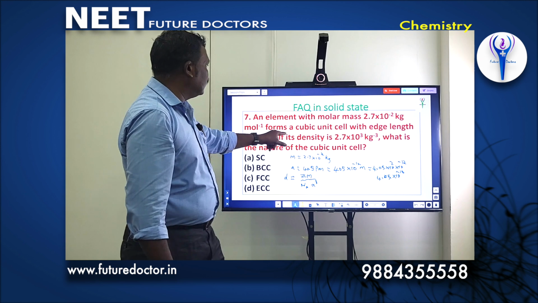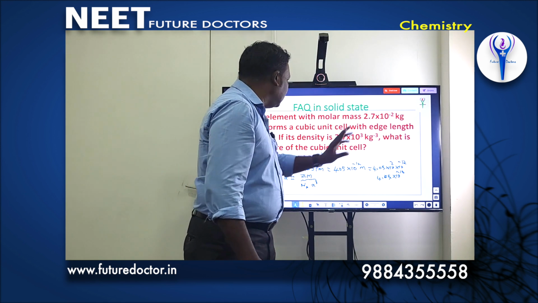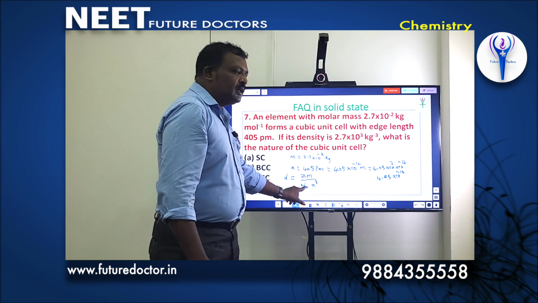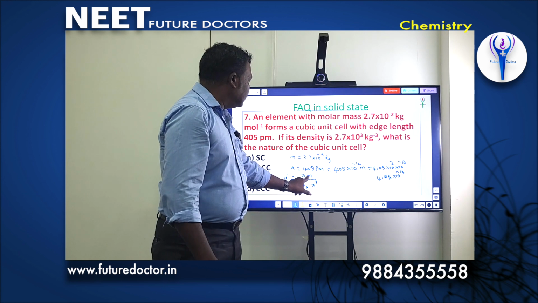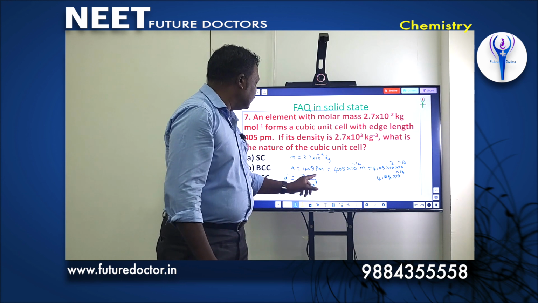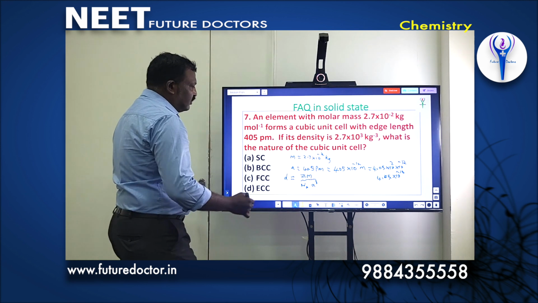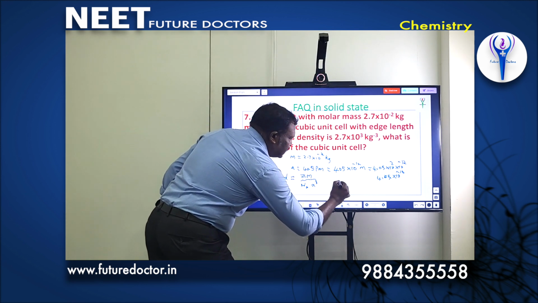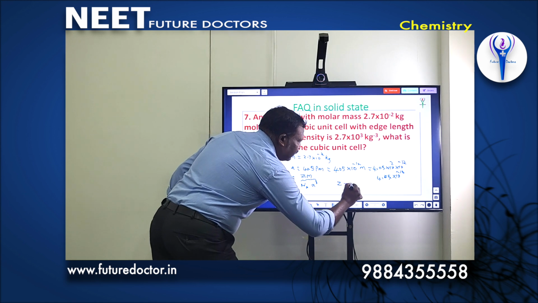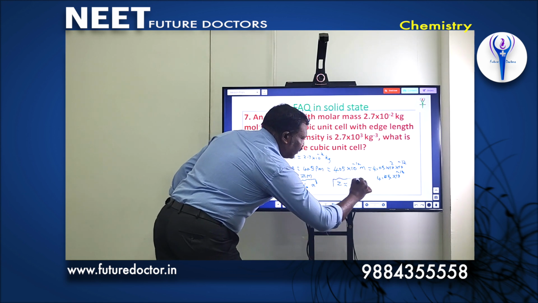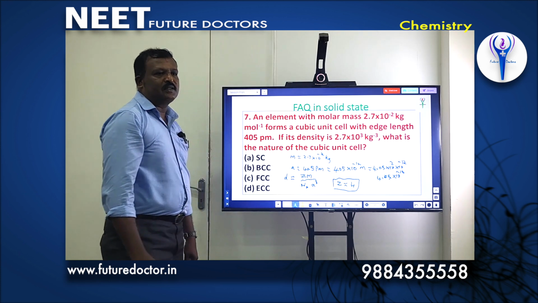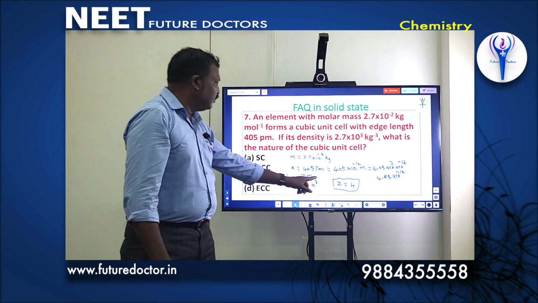Density is what? You know that it is 2.7 into 10 power 3. N A means Avogadro number. M is the mass that is given. A is the edge length. If you substitute all this, the answer will be what? We get 4. Right? So this is a formula oriented sum, I put it directly. The answer will be 4.